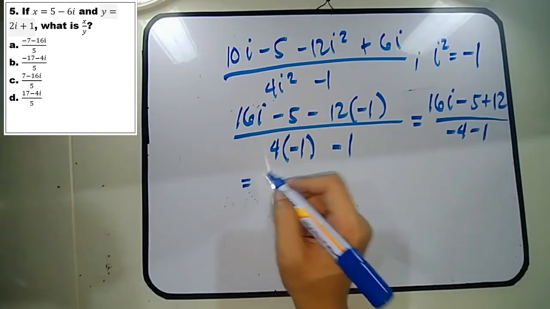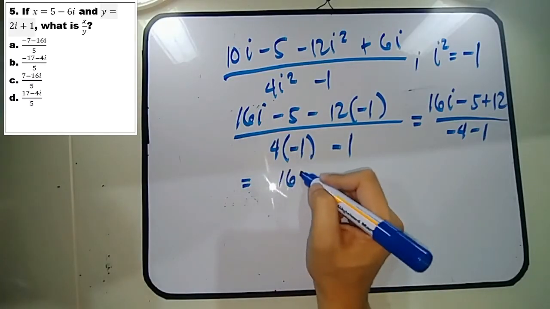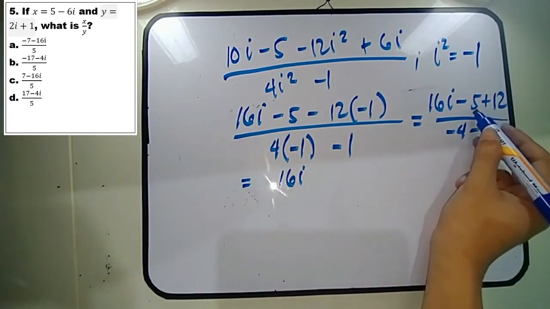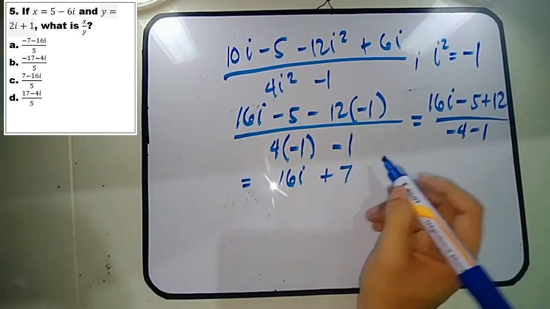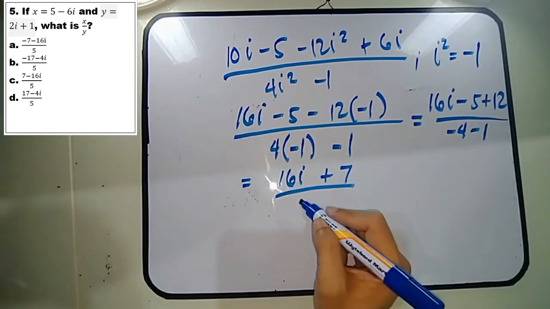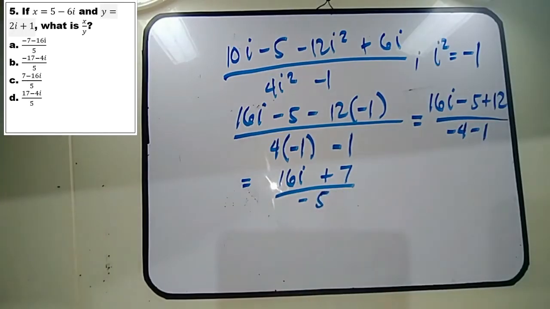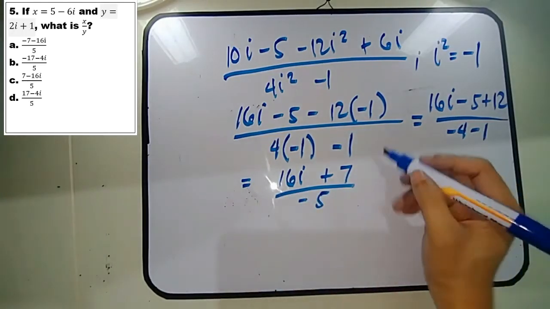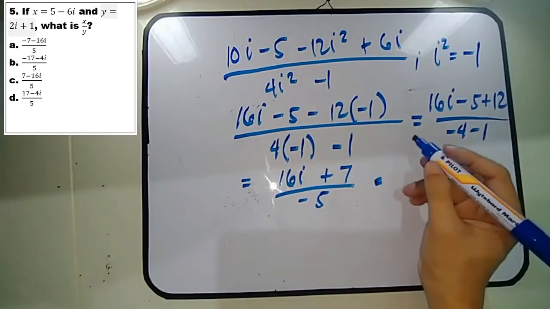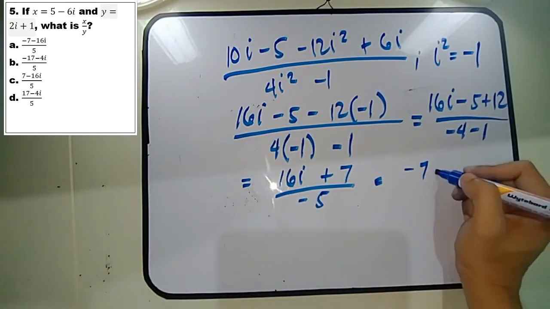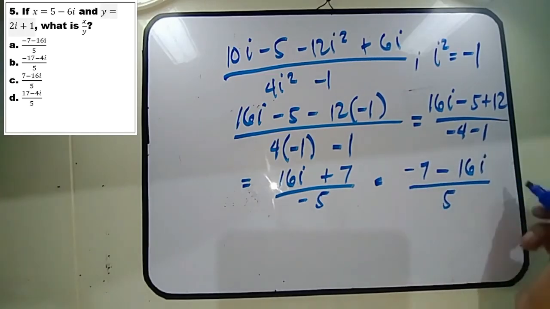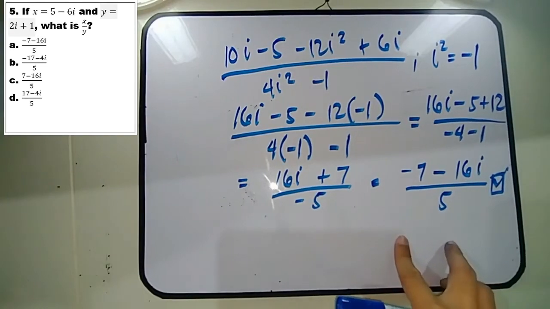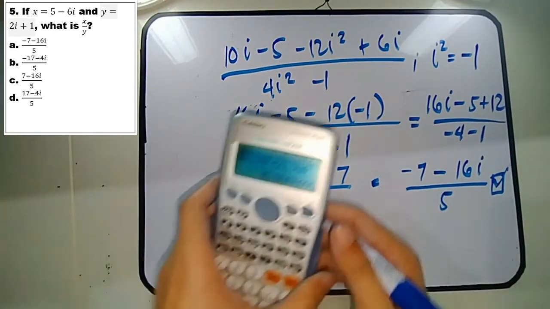So simplify natin guys. 16i, and negative 5 plus 12 is equal to plus 7, all over negative 5. The negative, pwede natin siyang itaas, so we have here negative 7 minus 16i all over 5. So this is our final answer, letter A.